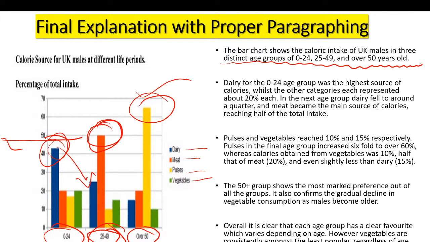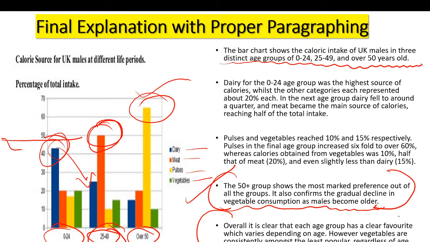And further, we will describe this one now. So the 50 plus age group shows the most marked preference out of all the groups. So it confirms the gradual decline in vegetable consumption as the men became older.